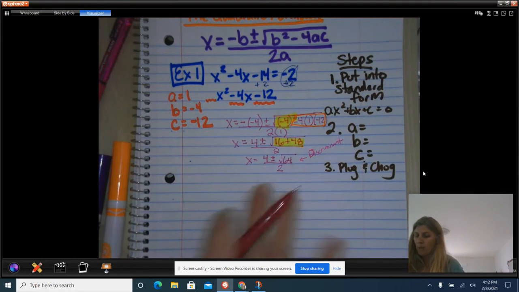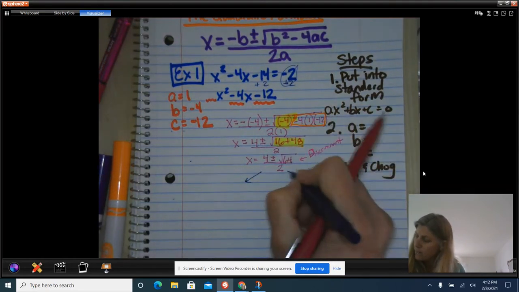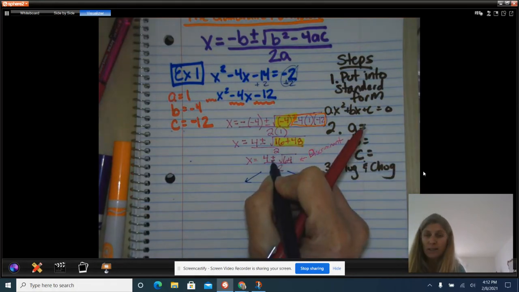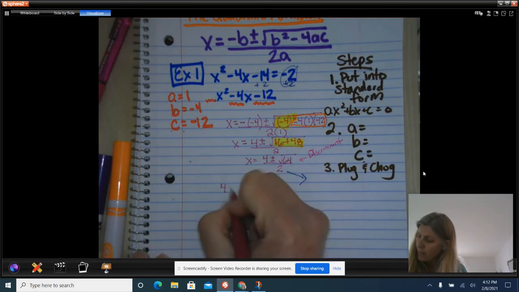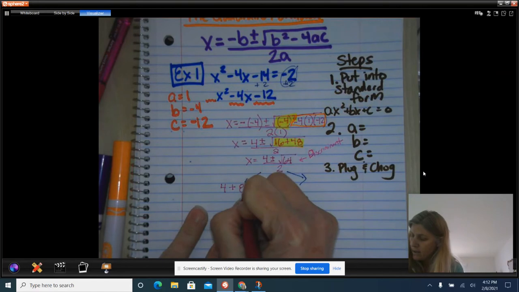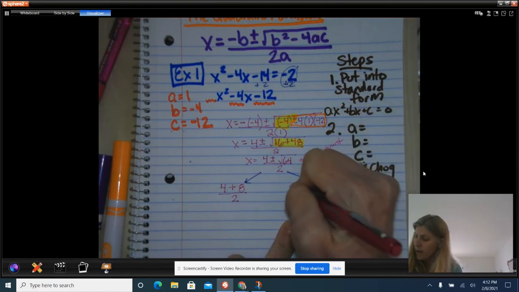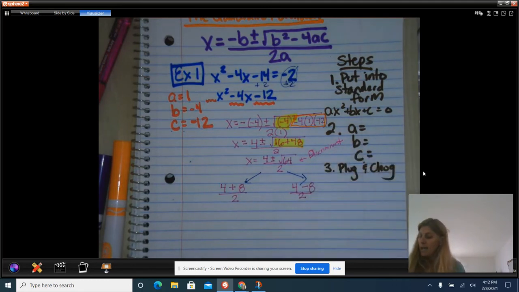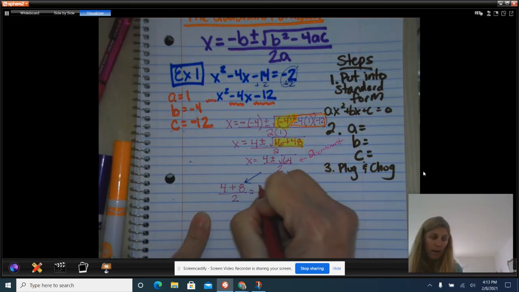So at this point, we are going to split this into 2 problems. And that's because of that plus or minus here. So one of our answers is going to be 4. We're going to go up the top plus. We're going to have the square root of 64, which is 8, all divided by 2. Our second one, we're going to go around the bottom, and we have 4 minus 8, all divided by 2. Now we're just going to go ahead and solve. 8 plus 4 is 12 divided by 2, which is 6.